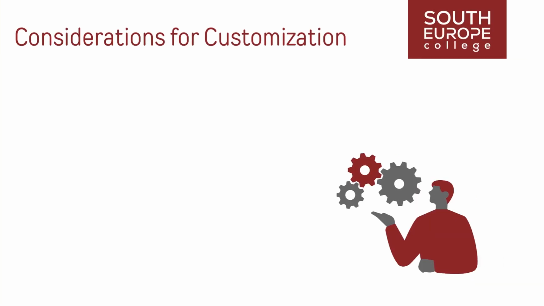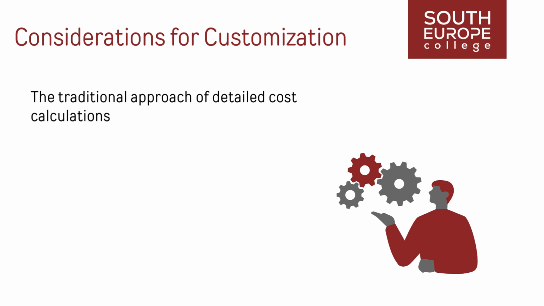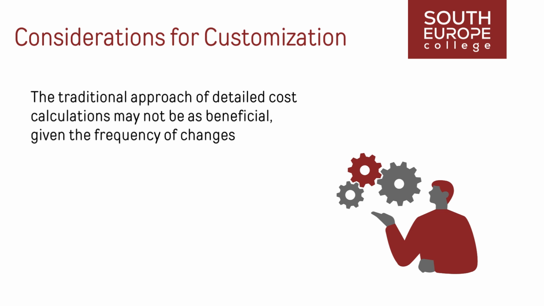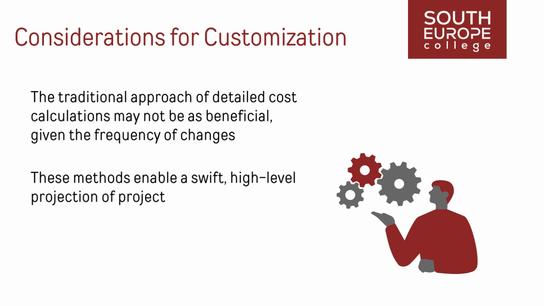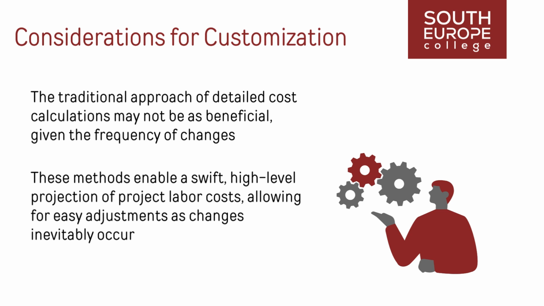In agile or adaptive environments, where projects are confronted with significant uncertainty or have evolving scopes, the traditional approach of detailed cost calculations may not be as beneficial, given the frequency of changes. Instead, adopting lightweight estimation methods becomes more practical. These methods enable a swift, high-level projection of project labor costs, allowing for easy adjustments as changes inevitably occur.